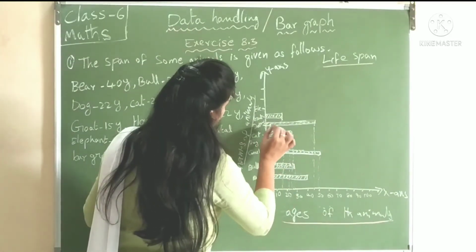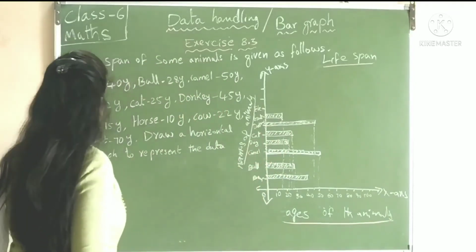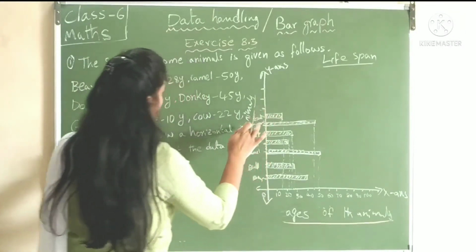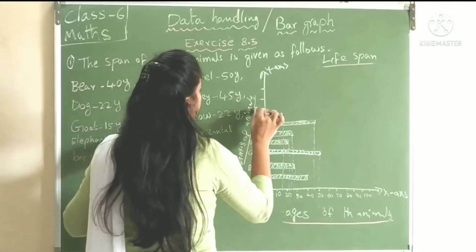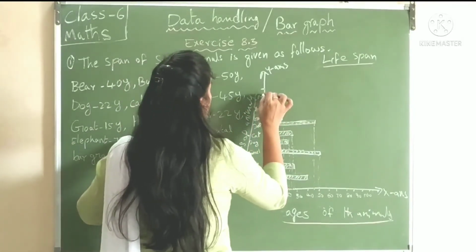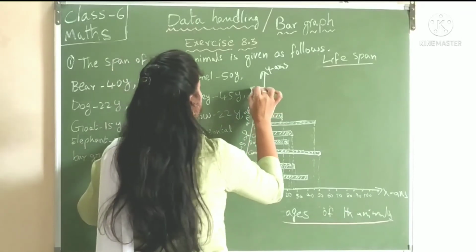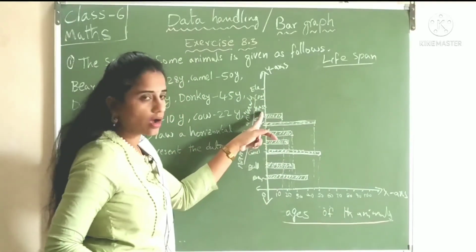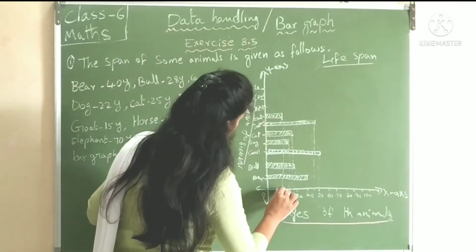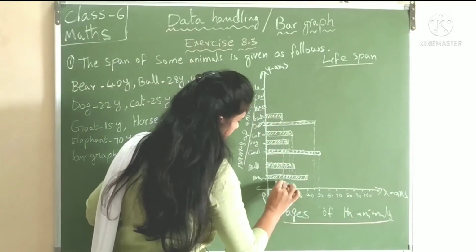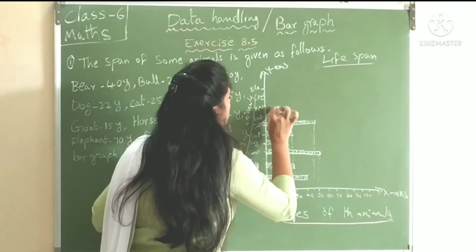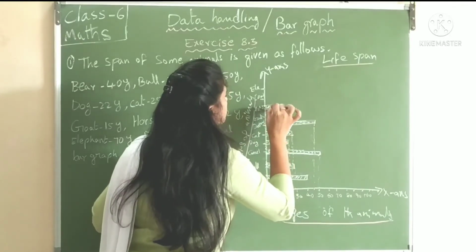And horse has 10 years. Where is horse? Sorry, cow we didn't write. Here goat, horse, cow and elephant. Horse has 10 years. So this is 10, horse. Ten years.